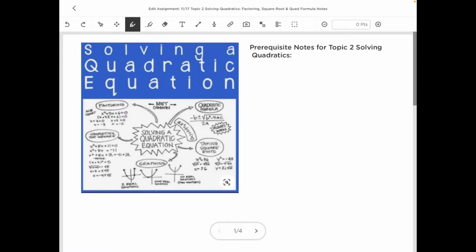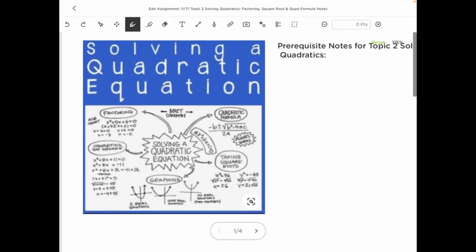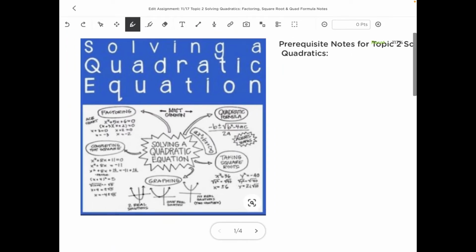Began with all the ways you could factor. And now we're going to apply some of those ways to solving quadratics. So you can see this little diagram here on the first slide in Class Kick, which shows all the ways to solve a quadratic equation.